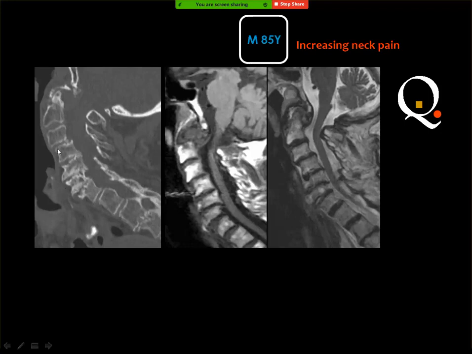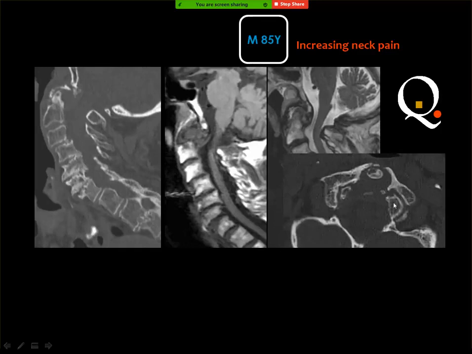But what is important is the lesion at the odontoid. And here you see that there are changes in the bone marrow of the odontoid associated with an extra osseous soft tissue component. And if you look at the axial image, you can see erosive changes in the odontoid. Chordoma. Sorry? Oh, yes, answer. Chordoma. Any other possibilities?